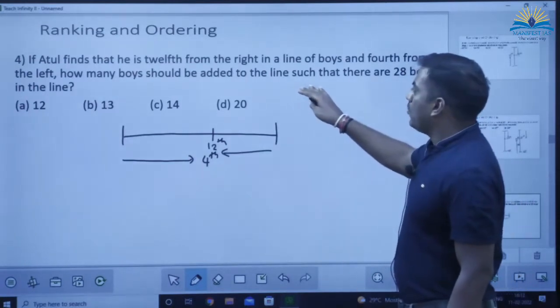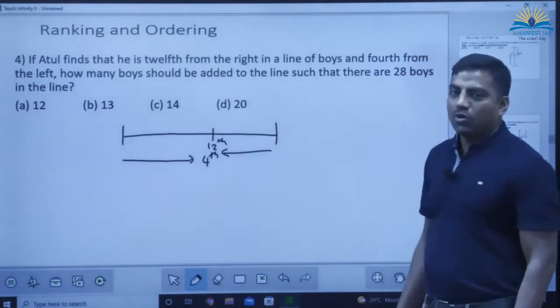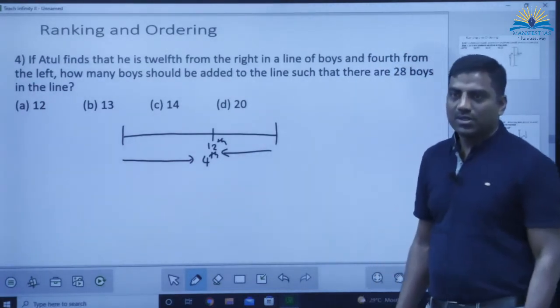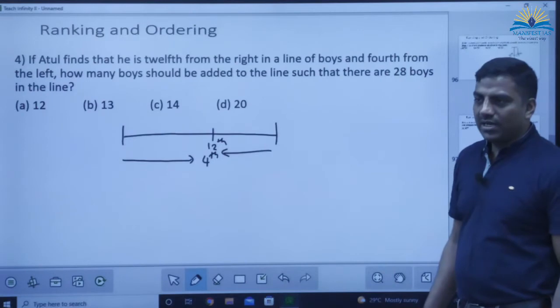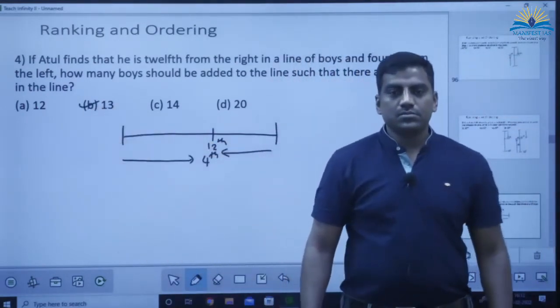They are asking how many boys should be added to the line such that there are 28 boys in the line. Already 15 are there. We have to add 13 more.